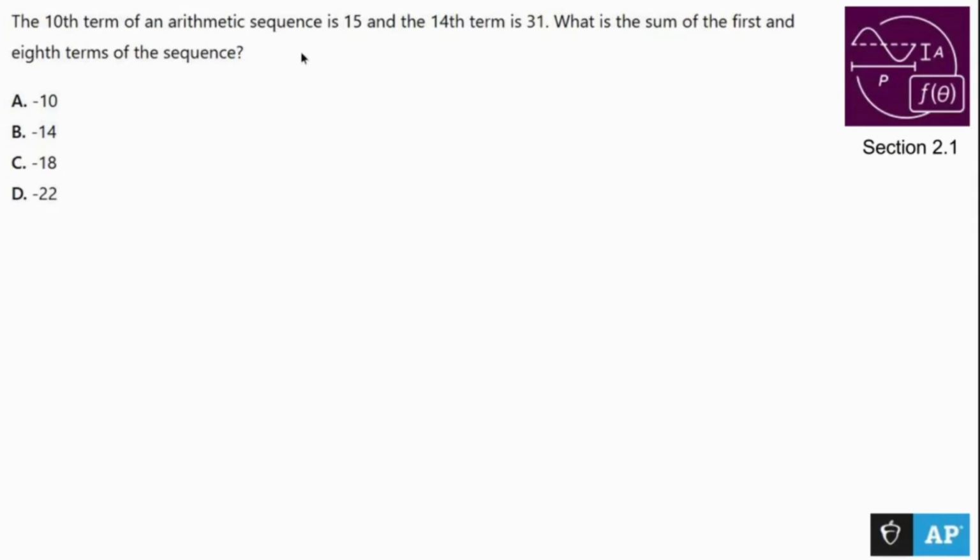All right, so this is what we need to do. We can look at this two different ways. And I guess maybe the best way is to find the common difference first. Common difference needs to come first.